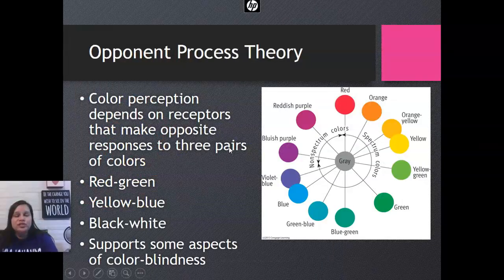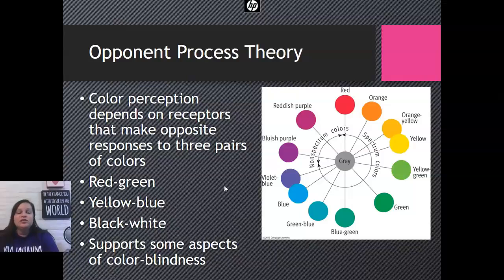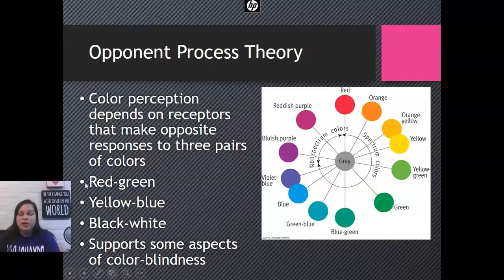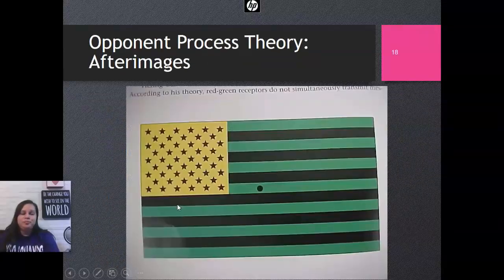Another theory for color vision is the opponent process theory, and the key word here is opponent, or opposite. This says that color perception depends on receptors that make opposite responses, and that there are three pairs of colors: red-green, yellow-blue, and black-white. This also supports color blindness theory, because people who may have red-green color blindness are fine with yellow-blue and black-white.